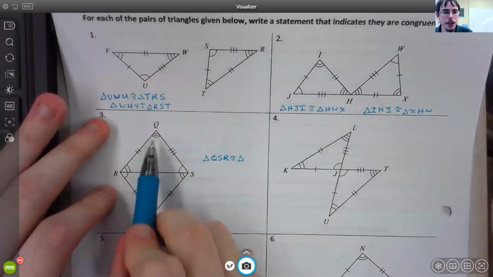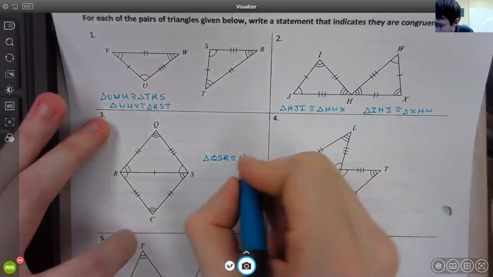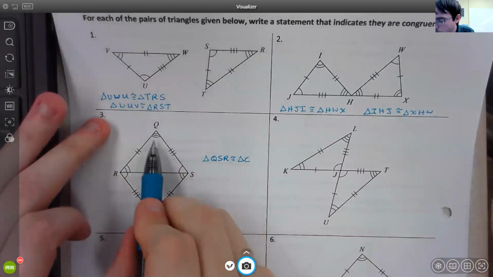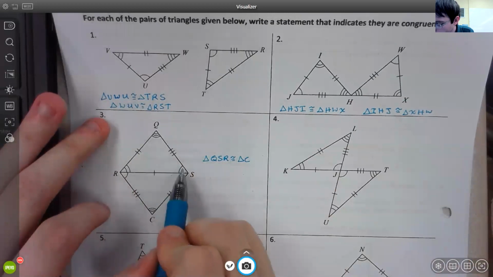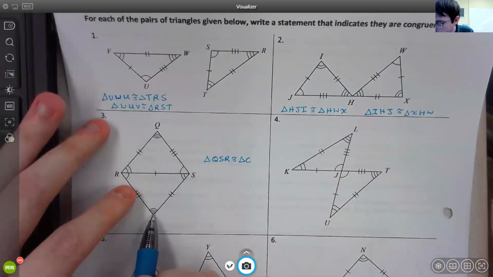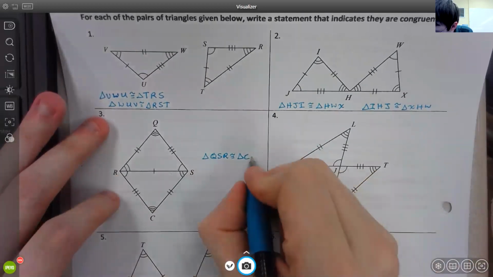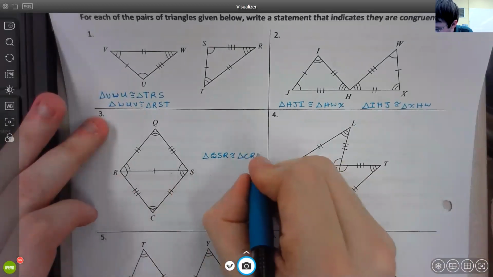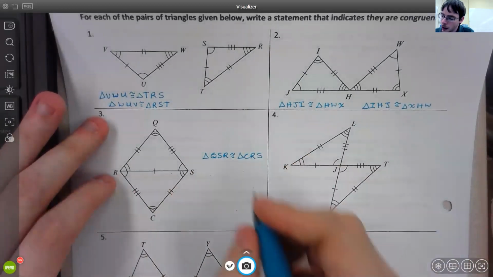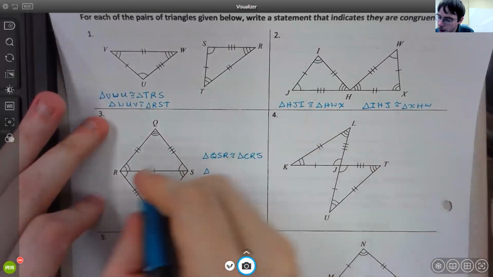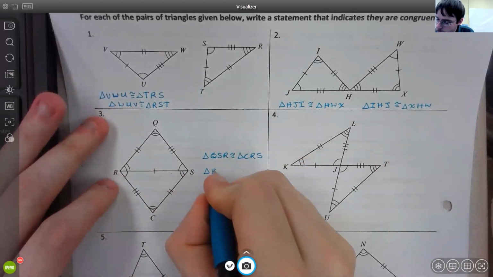Well, Q has 3. On the bottom triangle, C has 3. Then we go to S, which has 1. Well, from C, we have to go to R to get to the 1. And then we have to go to S. Okay, let's try it a different way. RSQ.